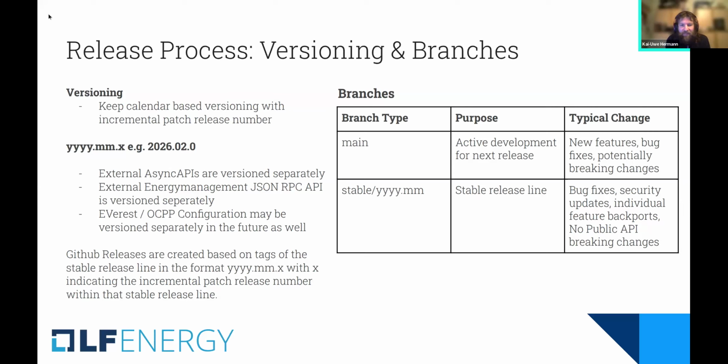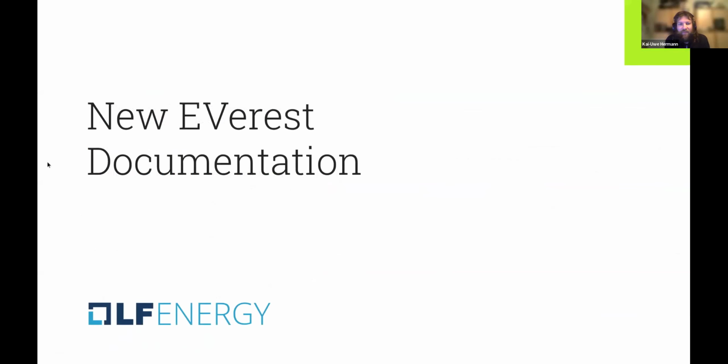And for the branches, we'll basically have a main branch with all the active development going on, and various stable branches that just get the prefix stable and the year and month date, and they contain all of the mentioned stabilized parts of EVerest. Yeah, and I think that's it from my side.